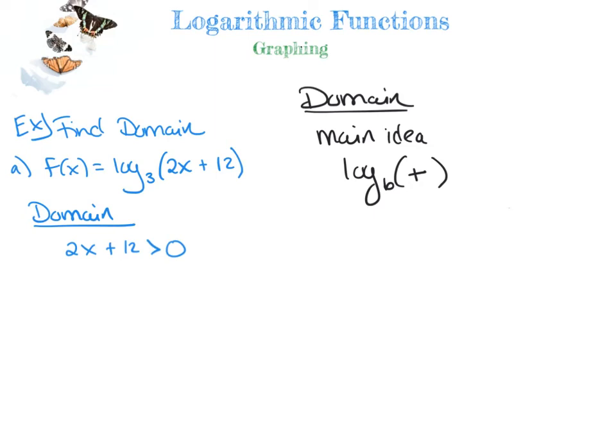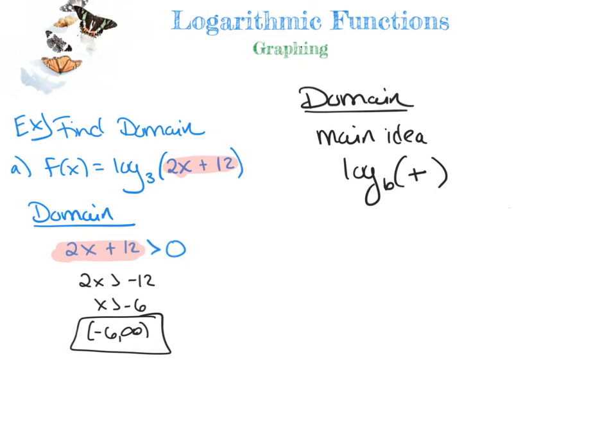So just take the inside of the logarithm, the argument of the logarithm, and set that greater than 0. And then all we have to do is isolate x. 2x is greater than negative 12, so x is greater than negative 6. So my domain is negative 6 to infinity. So in this case, I actually could pick some negative x values and plug them in, and because of the plus 12 inside the parentheses there, I'll be okay.